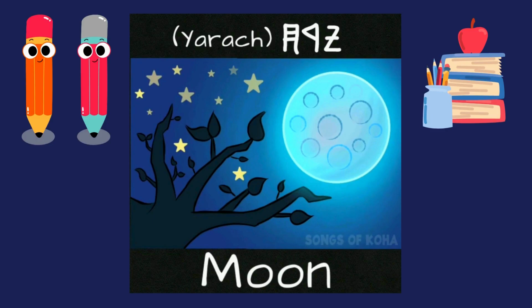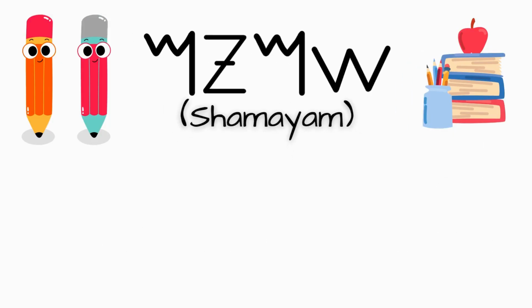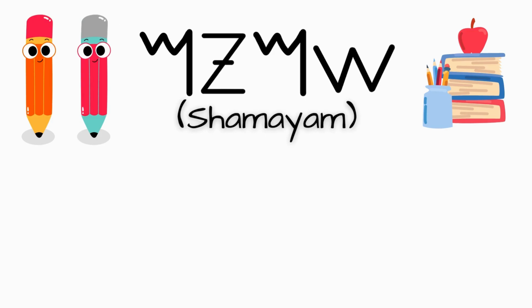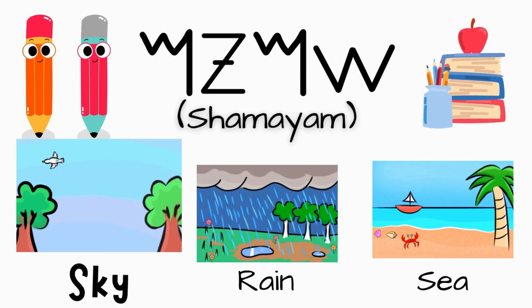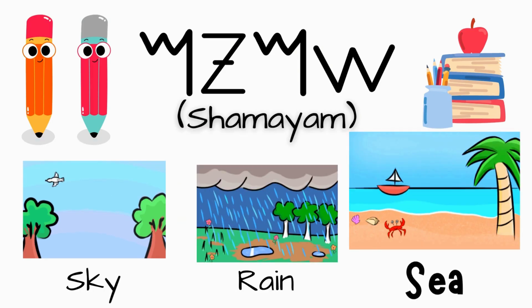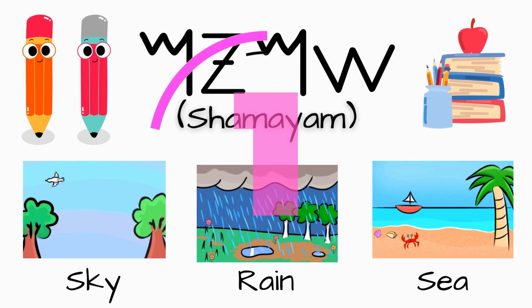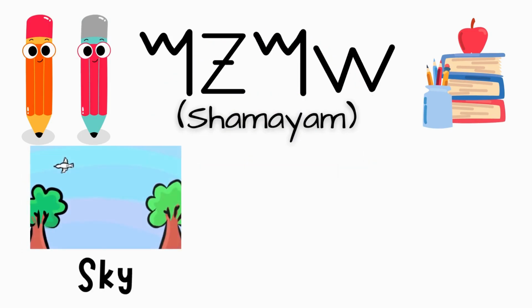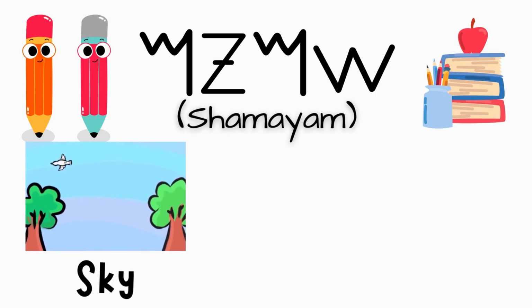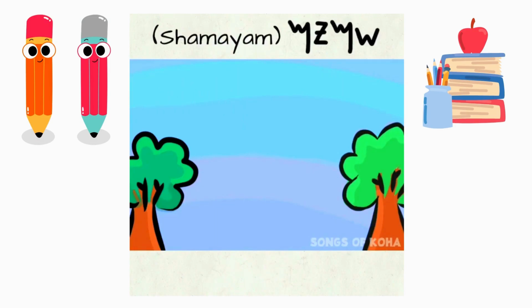Moon. Your final word is shamayim. Does shamayim mean sky, rain, or sea? The correct answer is sky. Shamayim. Heaven or sky.